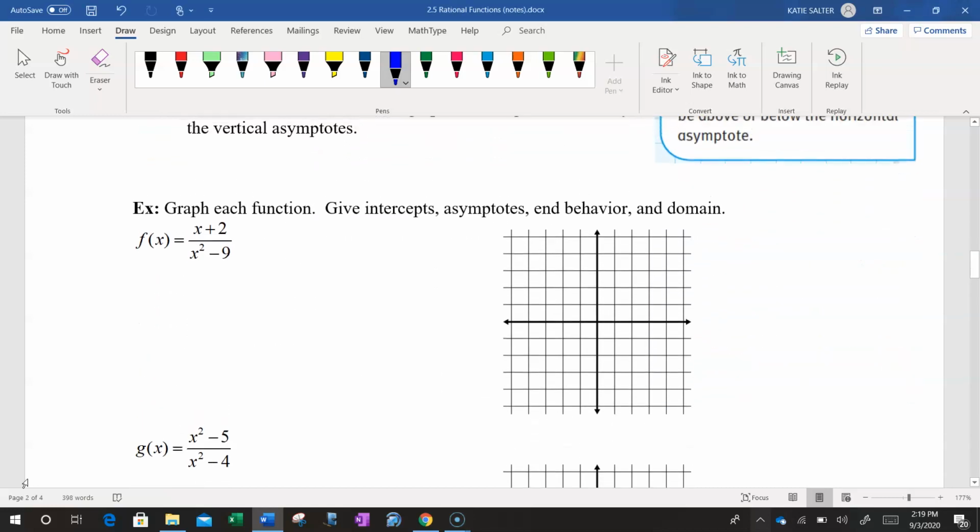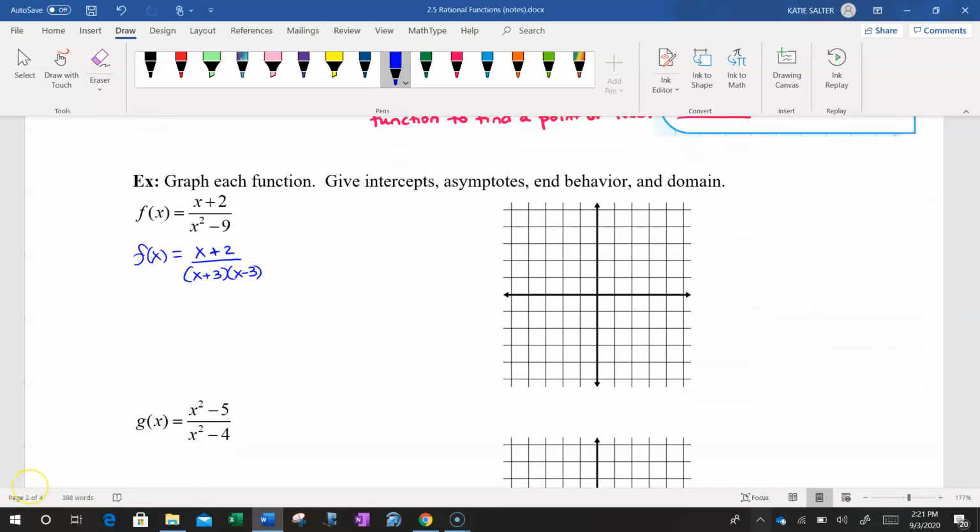So let's start with this first function. Okay, so when we start with this first one, we have x squared minus 9 in the denominator. That's that difference of squares, so we know that factors to x plus 3, x minus 3. All right, so let's start by finding our intercepts. To find our intercepts, it's pretty simple. We're going to find our x-intercept and our y-intercept if they exist.